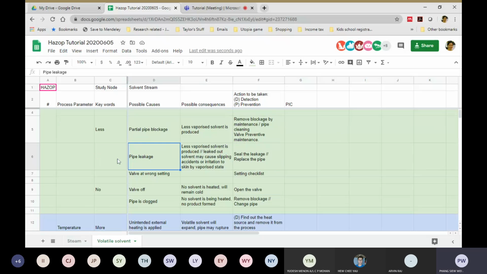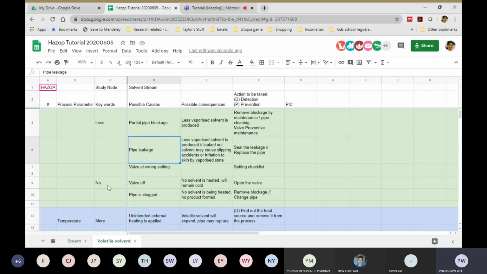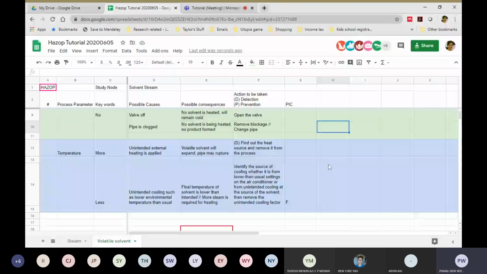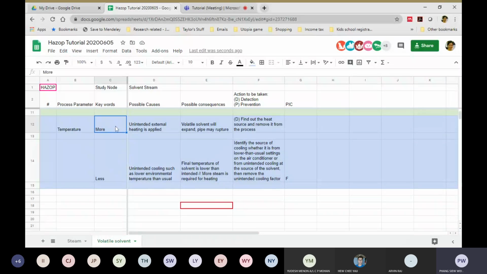So then we have this one. If we don't have any flow, valve is off, pipe is clogged, the issue is that there will be no heating and there will be no product. This is quite straightforward. Okay, let's take a look at the temperature here. If you have more temperature, I wouldn't say more, but I would say higher here. And lower temperature. Higher and lower.